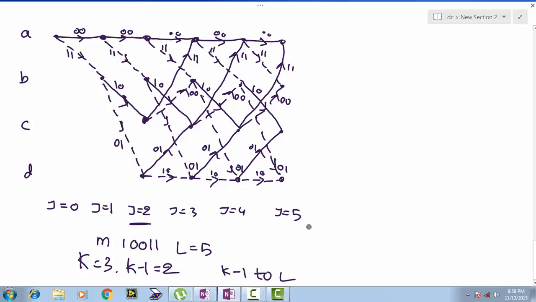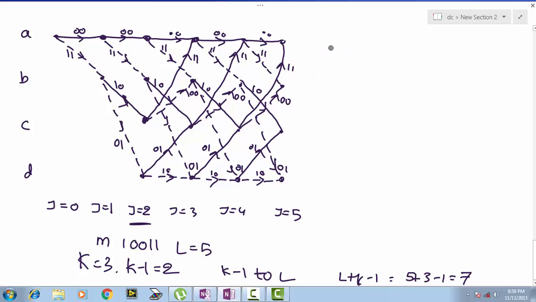And now this is j equal to 5, and the last k minus 1 levels, that is k minus 1 means last 2, that means the trellis starts at j equal to 0 to j equal to L plus k minus 1. What is L plus k minus 1 in this case? So 5 plus 3 minus 1, which is equal to 7. So from j equal to 5 to j equal to 7, the encoder returns to the initial state, and we need to consider only inputs of bit 0.